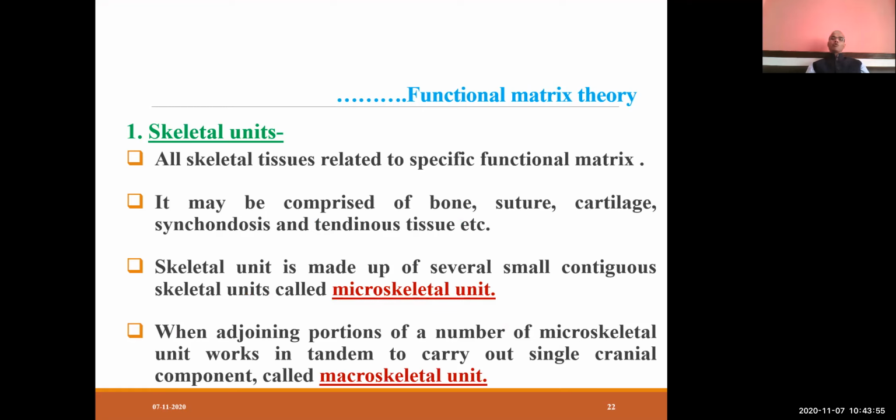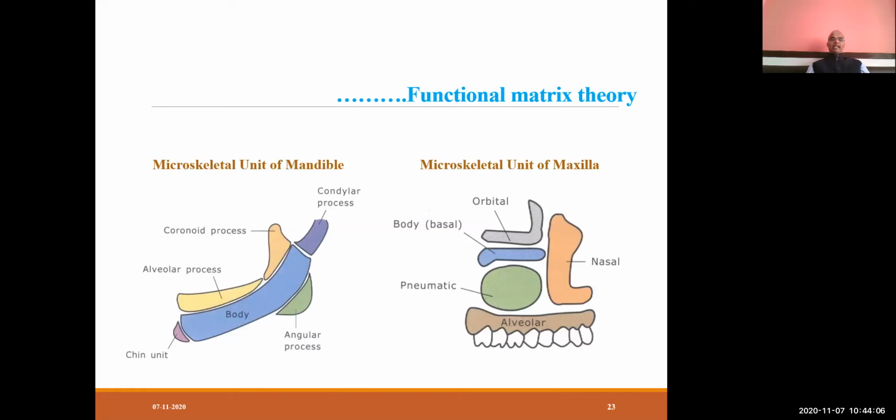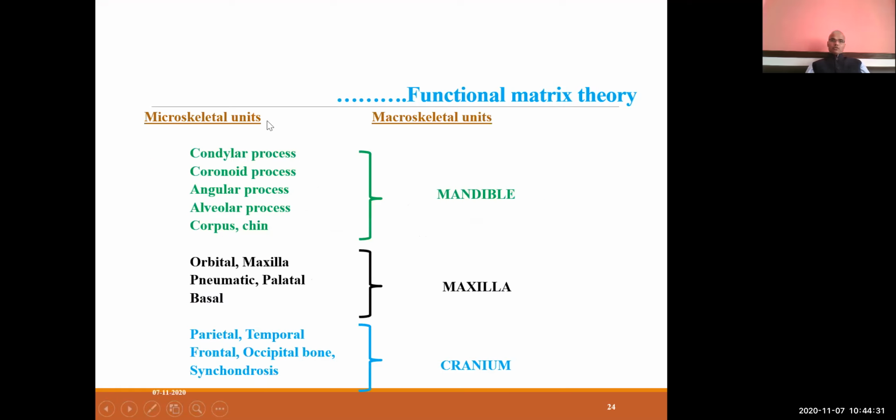And when an adjoining portion of a number of microskeletal units work in tandem to carry out a single cranial component, then it is called a macroskeletal unit. These are the microskeletal units of the mandible: condylar process, coronoid process, alveolar process, chin unit, body, and angular process. For the maxilla: orbital bone, body, pneumatic bone, alveolar bone, and nasal bone. These are the microskeletal units of the maxilla. So these are microskeletal units and macroskeletal units.